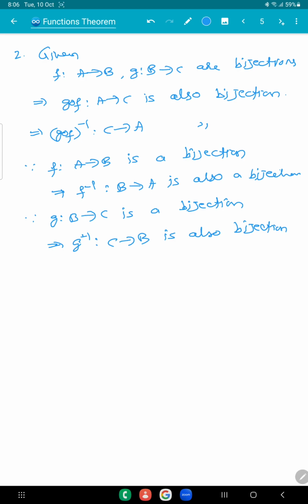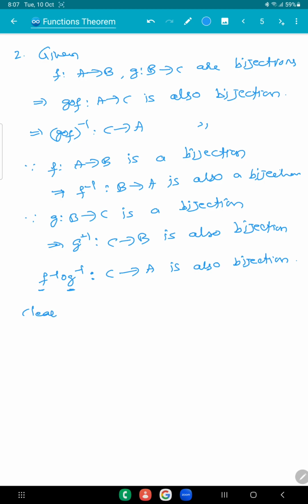So once observe that, once consider what we need to show: that (g circle f) whole inverse is equal to f inverse circle g inverse, right? So f inverse circle g inverse is from, can anyone tell what is this one? First we have to consider the domain of g inverse, that is C. Then the codomain of f inverse, that is A. It is also a bijection, because a composite function is bijective when the two functions are bijective. So what we need to show? (g circle f) whole inverse is equal to f inverse circle g inverse, right?